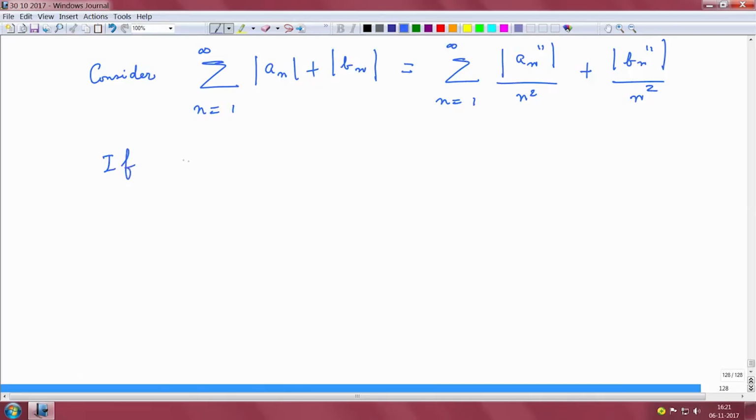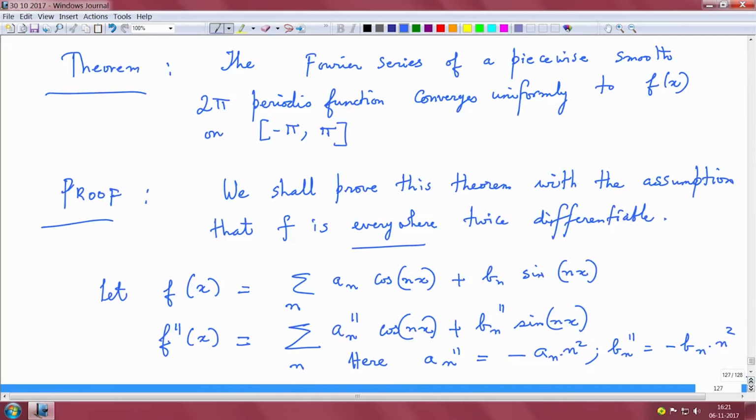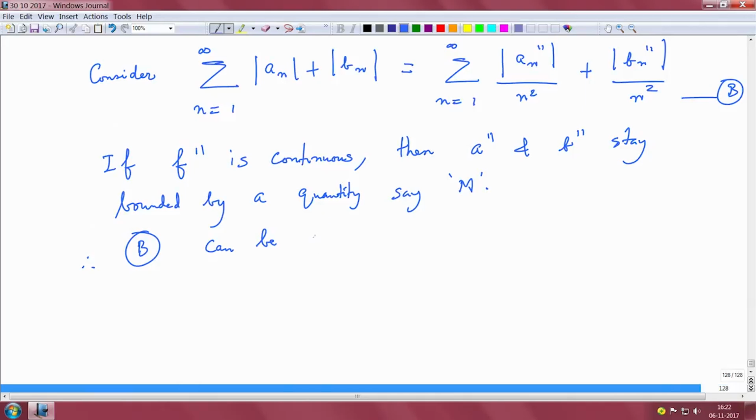Now, if f double dash is continuous, then a n double dash and b n double dash stay bounded by a quantity, let us say some m. So, therefore, B can be written or simplified as follows. Did I use A somewhere earlier? Maybe I can call this set of equations A. I call this A.